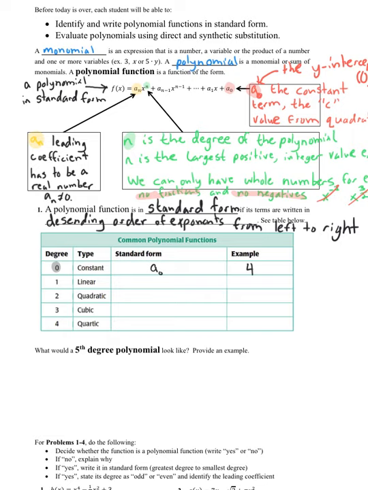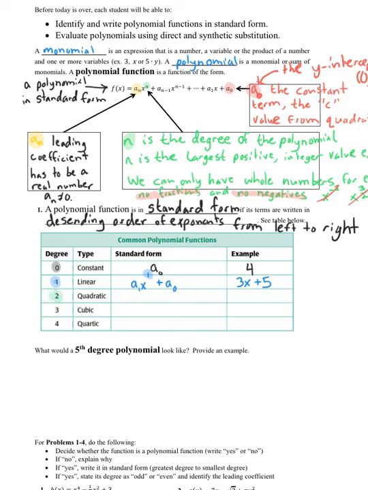A linear function, we should know that. A linear is like that mx plus b equation, except we're going to write it a little differently today. We're going to write it as a sub 1 x to the first power plus a sub 0. And again, x to the first power, that's why this is a degree 1 polynomial, because we can recognize the degree by finding the highest level exponent. An example of this might be 3x plus 5. That's a good example of a linear function.